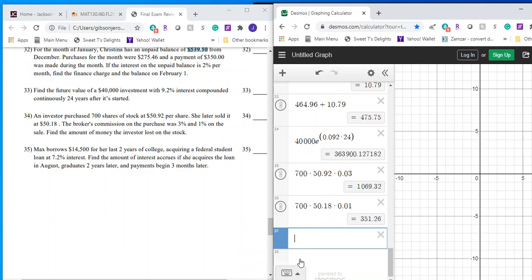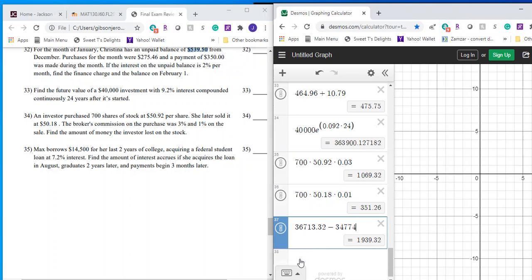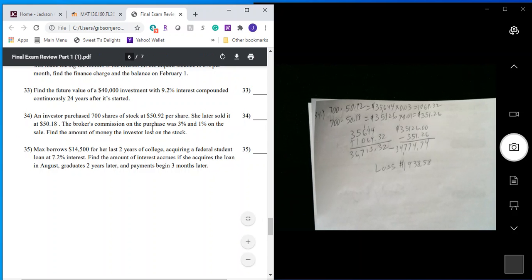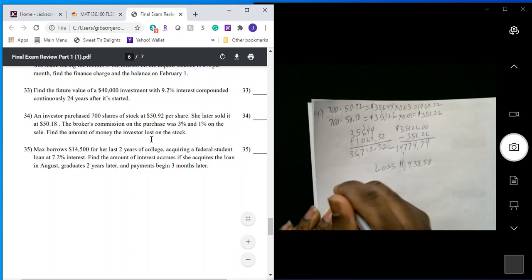So we had $36,713.32 minus the $34,774.74. So you lost $1,938.58. That's how much of a loss this person took. And that's quite a bit of money. But let's go here to problem 35.